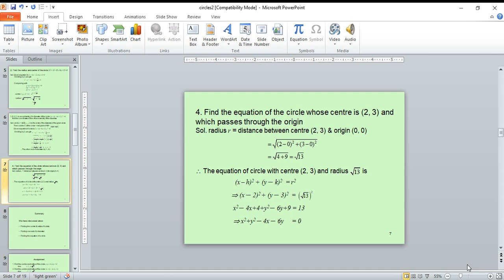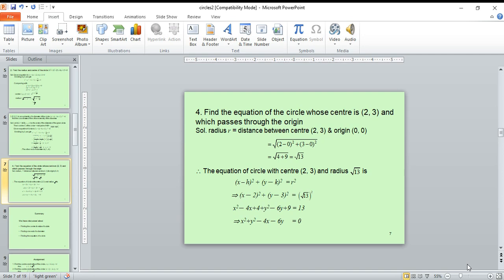The circle has a center and one point on the circle. Therefore, the distance between the point and the center of the circle is the radius of the circle. So the radius is equal to the distance between the center (2, 3) and the origin.